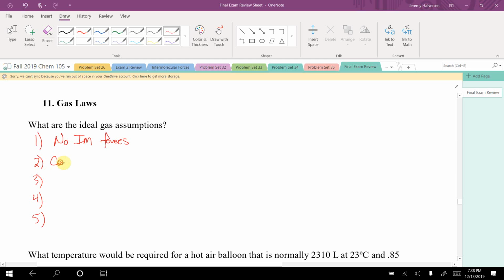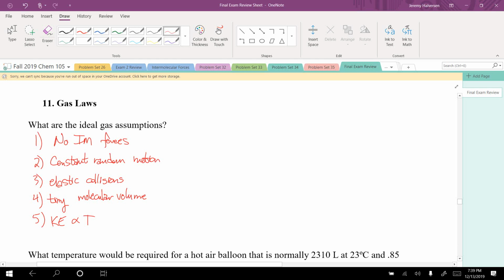Okay, we've got no intermolecular forces. We've got elastic collisions, tiny molecular volume, and kinetic energy is proportional to temperature.